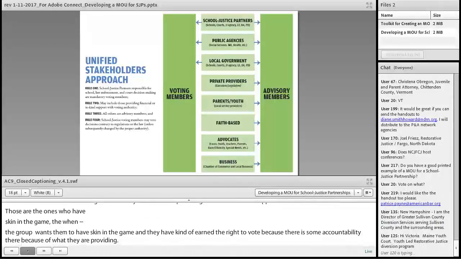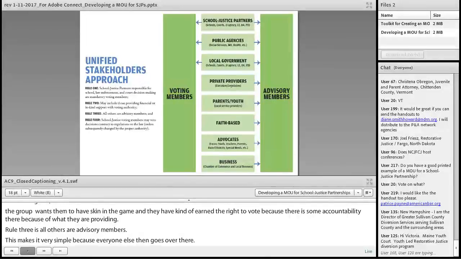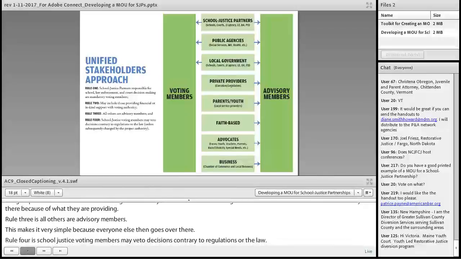And then rule four, school justice voting members may veto decisions contrary to regulations or the law. In other words, you may be an educator and there's a certain educational law, and something's being suggested that would violate that law. Well, no, I have to veto that because the law says we can't do it that way. Just as a simple example, okay?